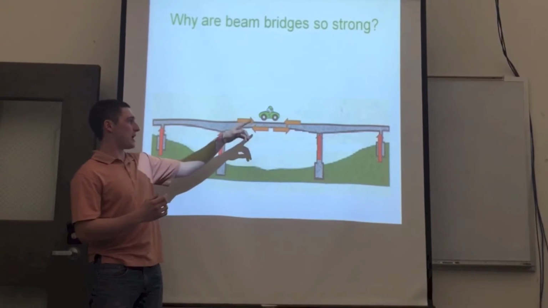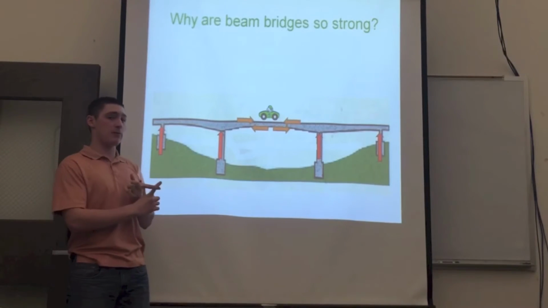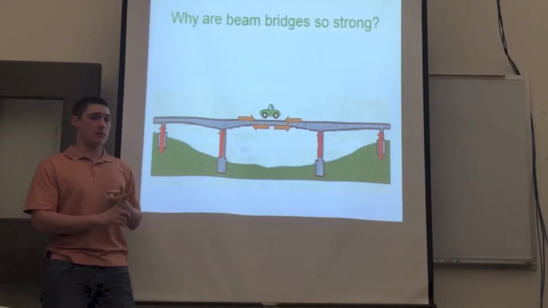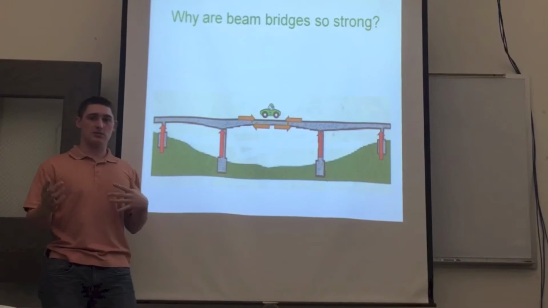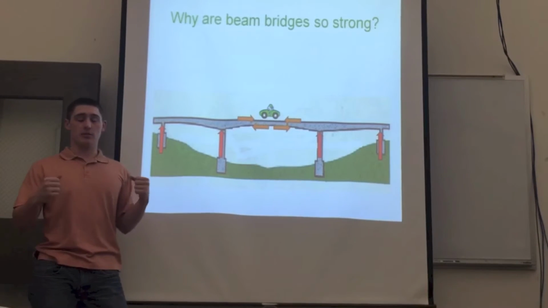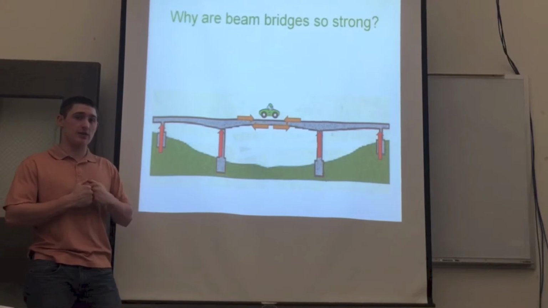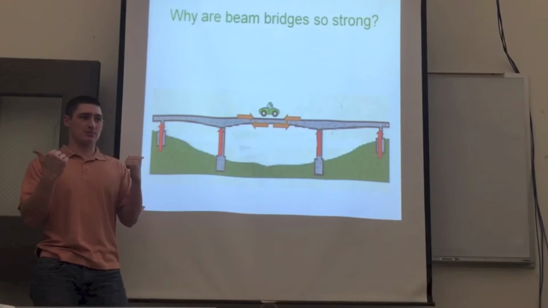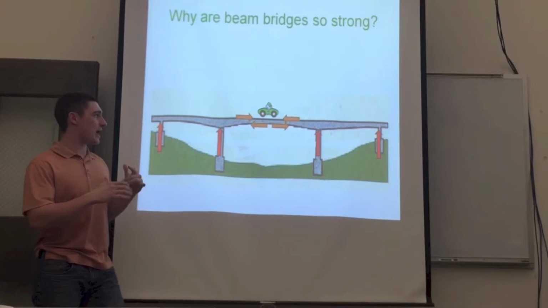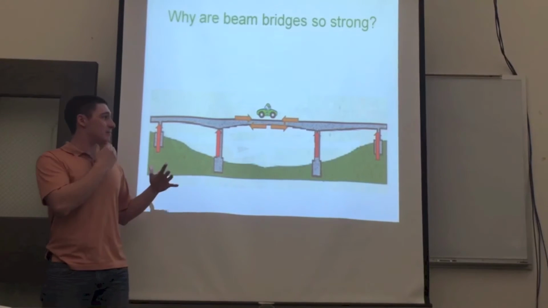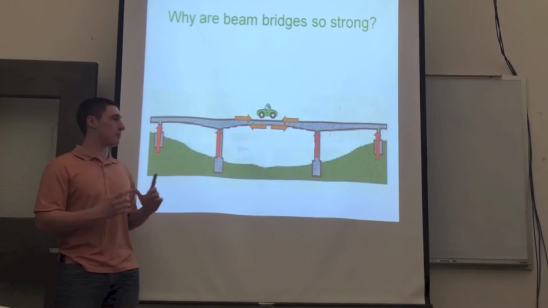So the weight pushing down causes two things to happen. The top of the beam goes into compression, and the bottom of the beam goes into tension. And as you guys remember, Shane was talking about compression is when two things push together, and tension is when two things pull apart. And so that happens in the beam, and then the piers help resist that by pushing back up.